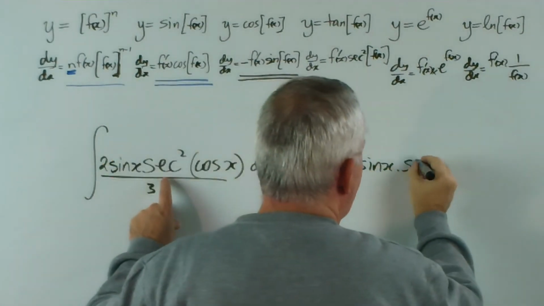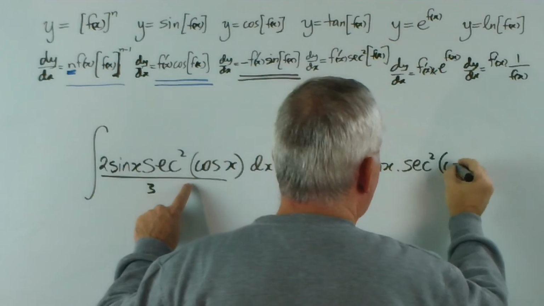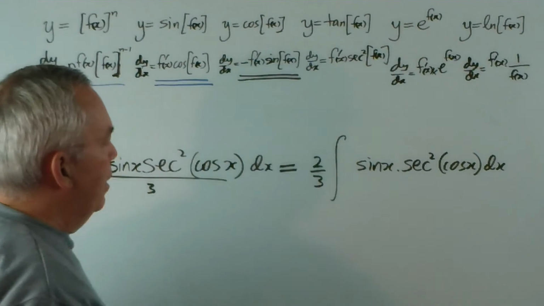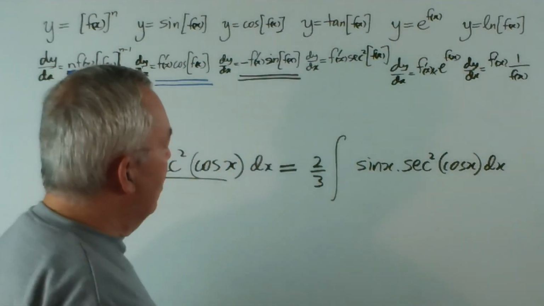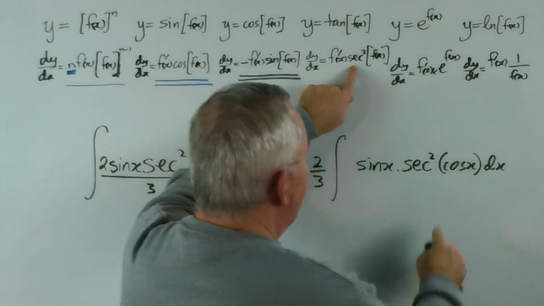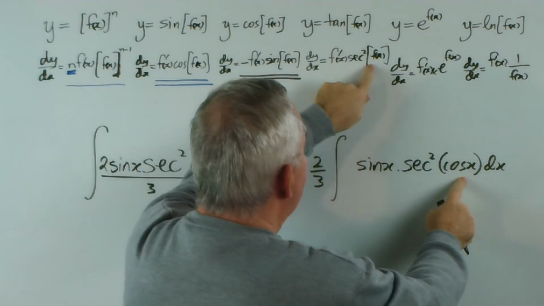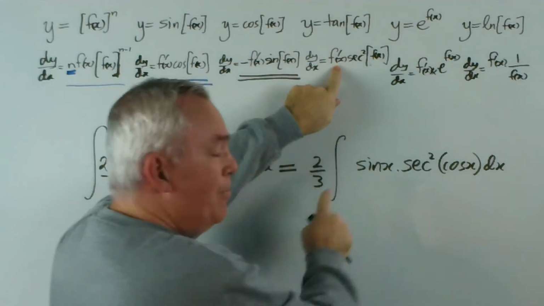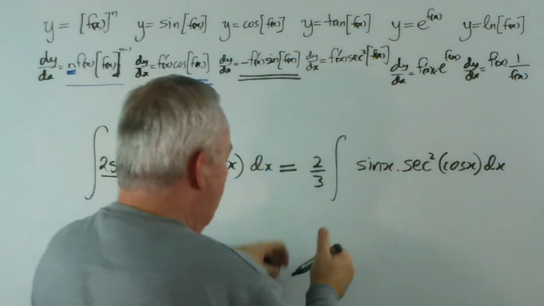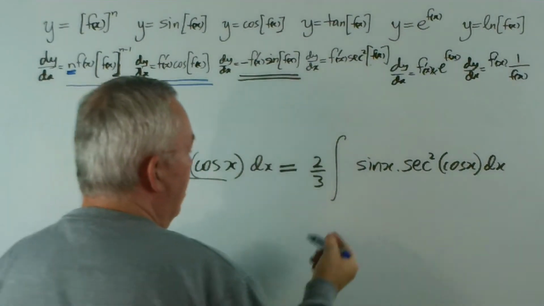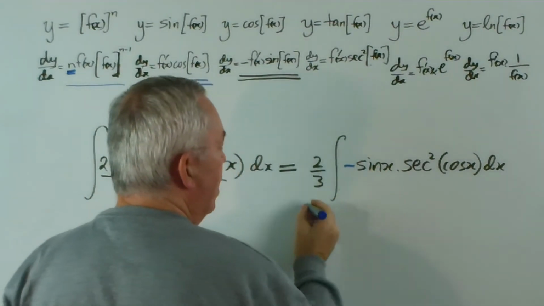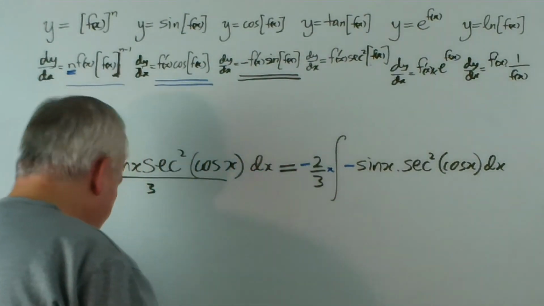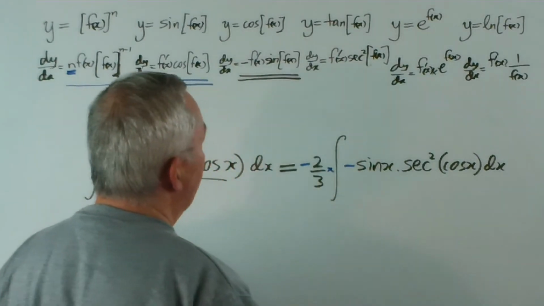And the sec squared of cos x dx. Now, check again. Does it follow our pattern? Here's our sec squared of a function. We've got that. Is the derivative out the front? Well, the derivative of cos x is negative sine. We need a minus sign. So I'll put a negative sign there and a negative there, because remembering they're multiplied, two negatives make a positive. So they compensate for each other.